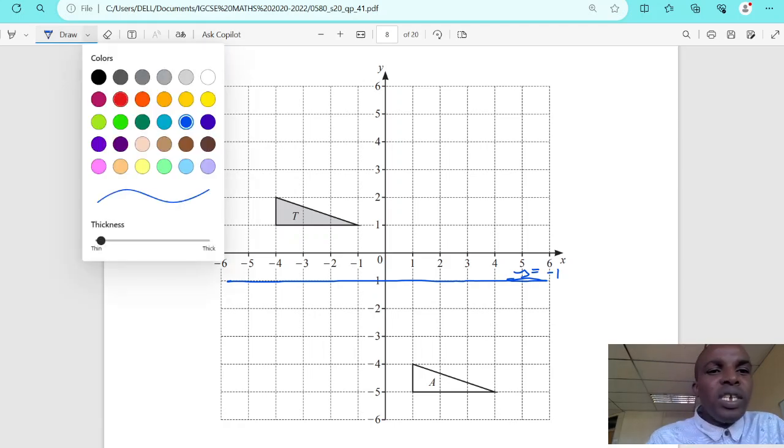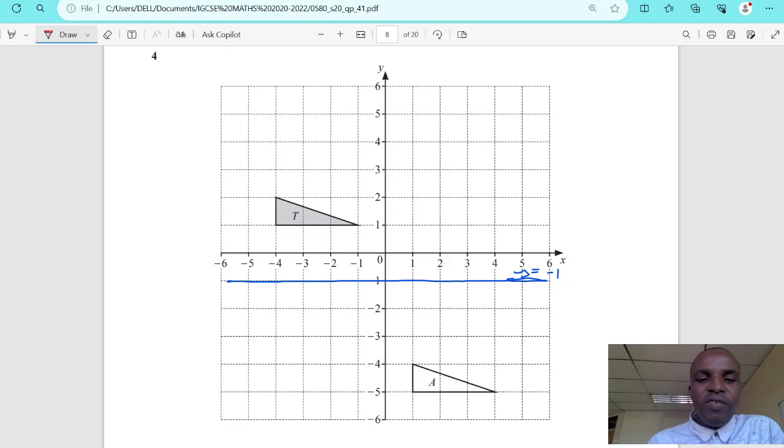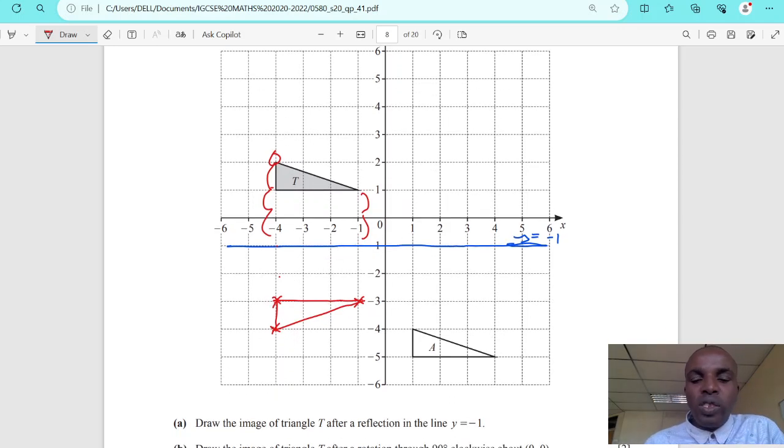Then you reflect now. The same thing, reflection: the distance of the image is the same as the distance of the original point from the line of reflection. So you count this one, 1, 2 boxes. Then 2 boxes here from the line. Then this one, 1, 2 boxes. Then this point is 1, 2, 3 to the line. Then you count also 3 from the line. 1, 2, 3. This is the shape. Done. That's the reflection on the line y equals minus 1.